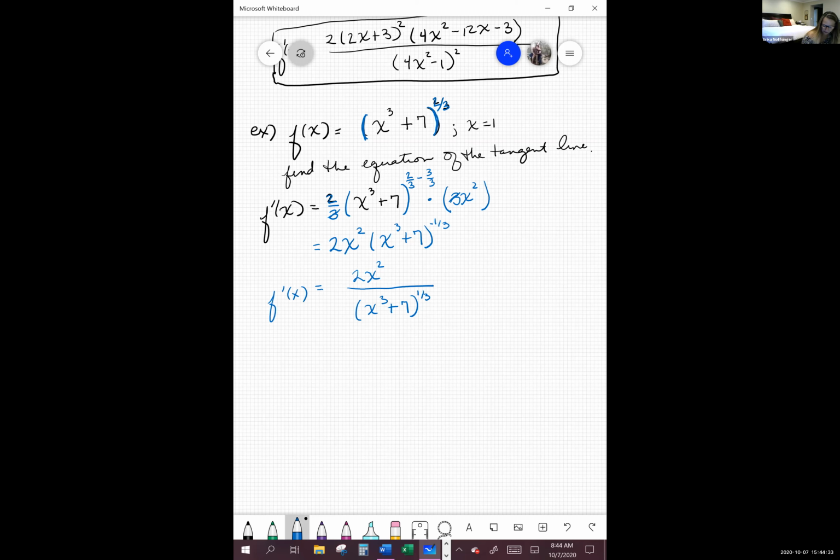But we want to know what's happening when x equals 1. So we want to look at f prime of 1. So let's go in here, wherever we see an x, let's put parentheses and we'll go back and put 1. So we have 2, I see an x, I'll put parentheses and square that. All over, I see an x, so we're going to put parentheses and cube it, plus 7 to the 1/3.